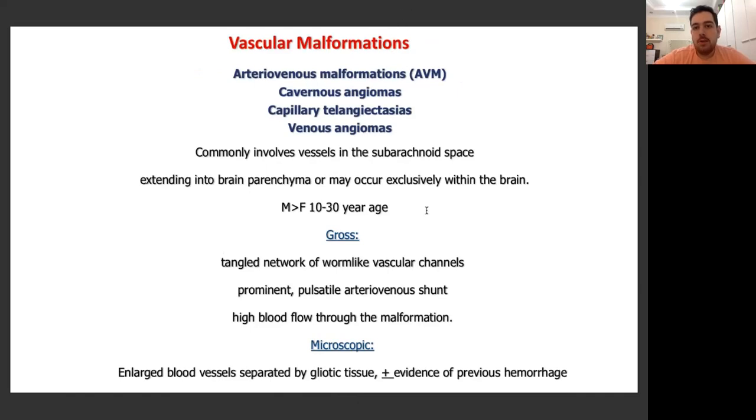So there are multiple forms of them. Most importantly is the AV malformation. You can skip the others. They are described as worm-like vascular channels. They are just arteries and veins that are connected to each other. And of course, they have a high blood flow, and that's why there is a very high chance of bleeding.